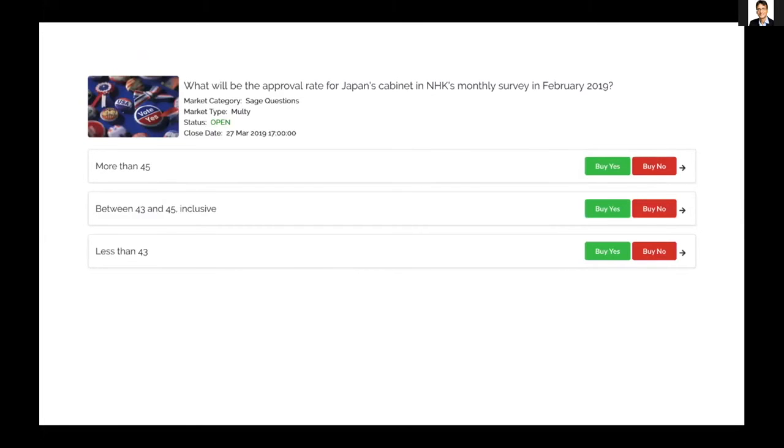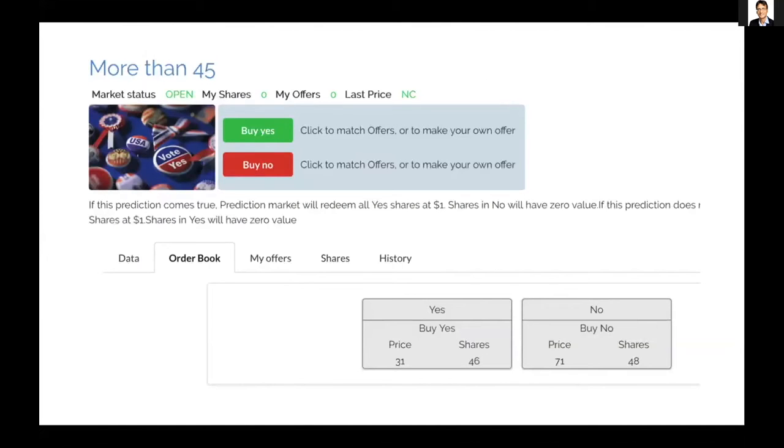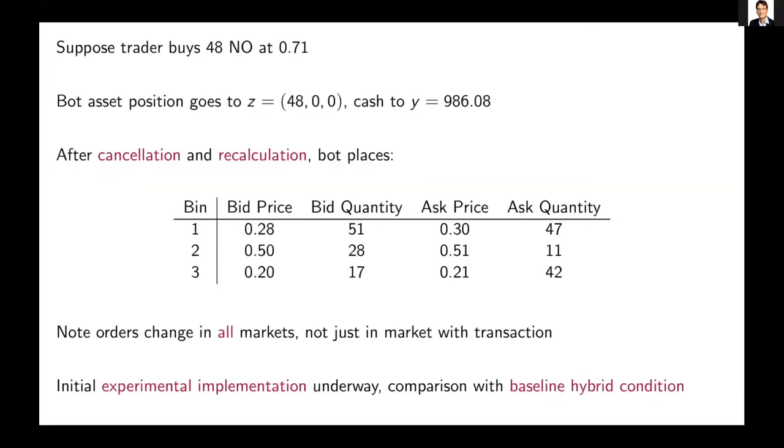So this is an actually constructed market: whether the approval rate for Japan's cabinet will fall in each of these three bins. The trader can buy or sell contracts in each of these three bins. Here's a particular bin, the approval rating being more than 45. You can buy yes or no contracts. This is what the trader sees. This is the counterpart to what the bot has posted. If the trader then trades, that changes the bot's asset position and cash position, and this will cause recomputation, and you'll end up again with revised prices, which are then displayed to traders on that market.